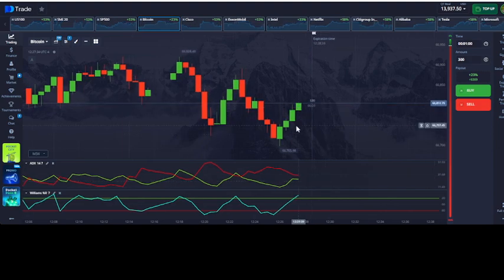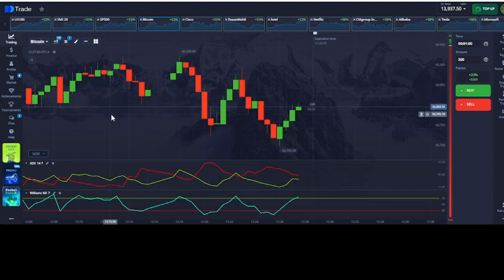So today I'm on the Pocket Option platform, and I'm going to be utilizing two indicators here: the ADX, the average directional index indicator, and the Williams percent R indicator, trading regular currency pairs.